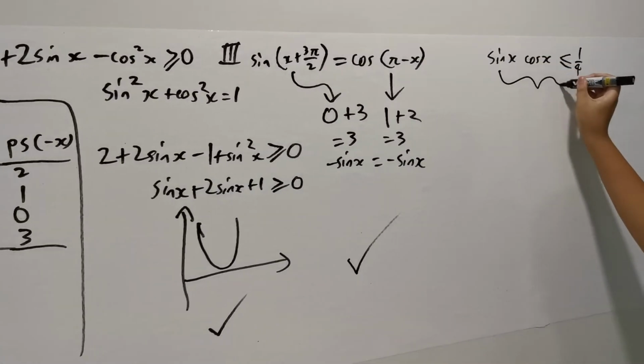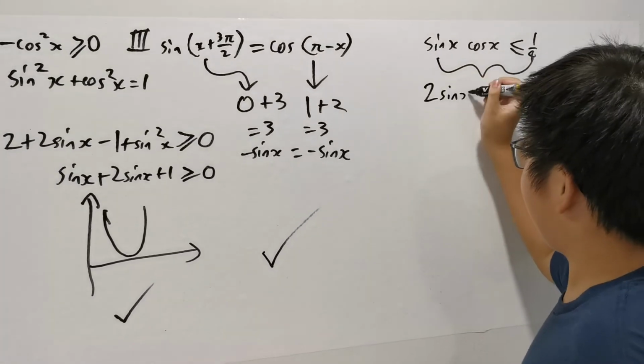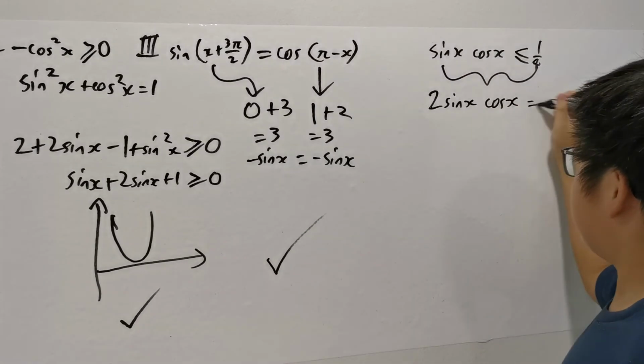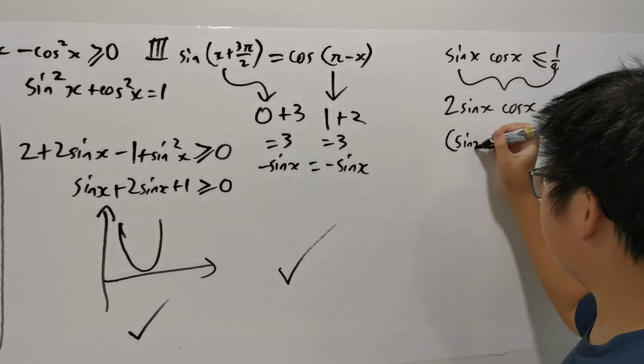Now sine x cos x, how do we do this? We use the identity that 2 sine x cos x equals sine 2x, which leads to the big trigonometry joke.